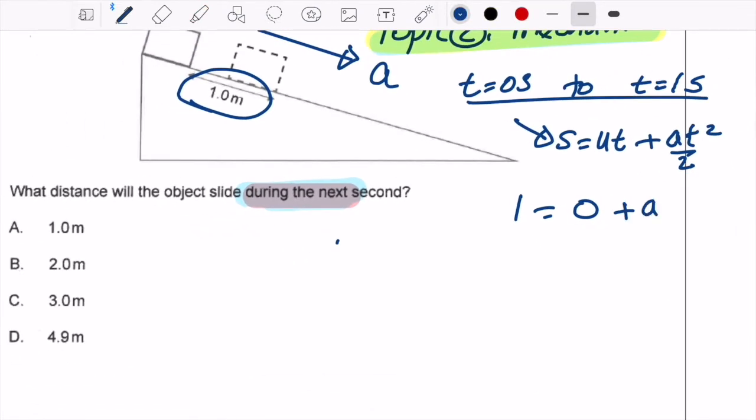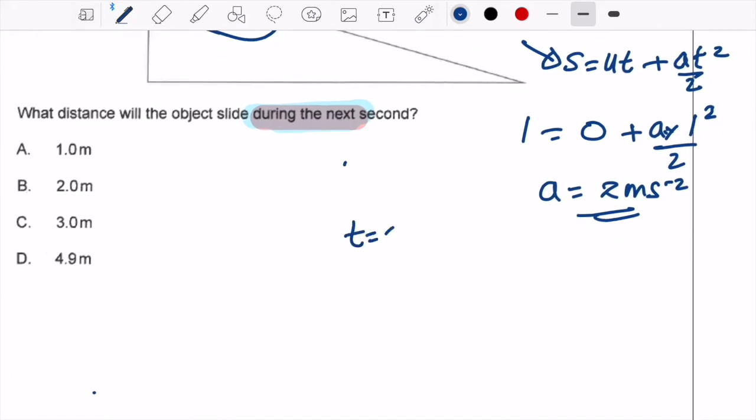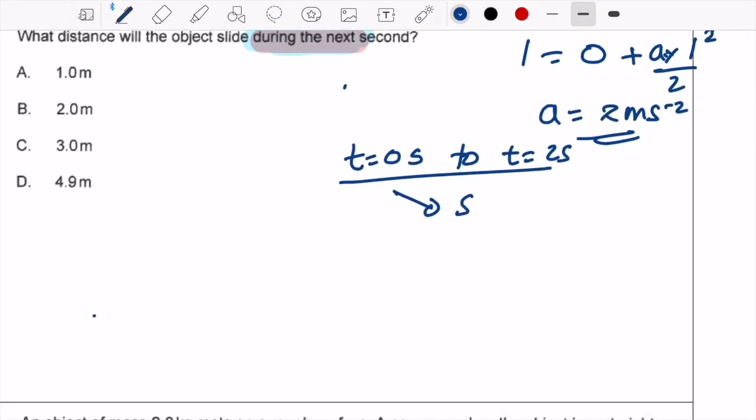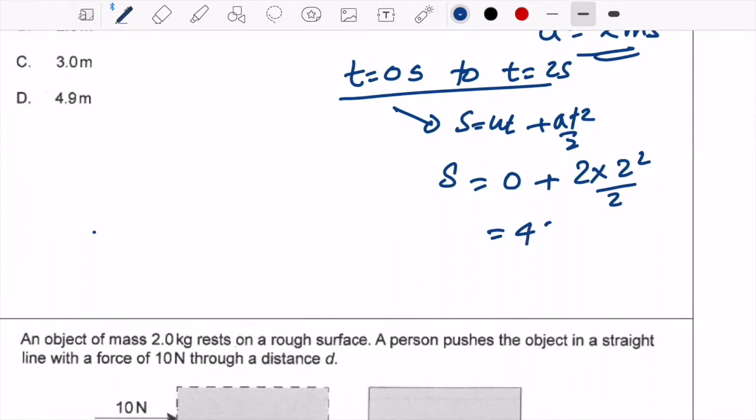So acceleration we don't know. Time for this motion is 1 second. So 1 squared over 2. Acceleration you will get as 2 meters per square second. Now we are ready. Now what I do is time equals 0 to time equals 2 seconds. I am thinking about this motion. I do the same. S equals ut plus at squared over 2. Let's say S equals starting speed is 0, acceleration 2, time is 2 seconds squared over 2. You will get 4 meters.